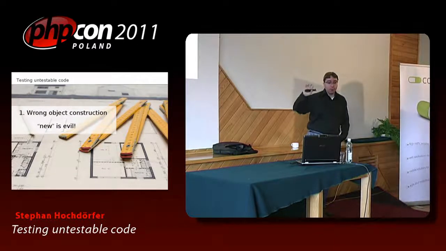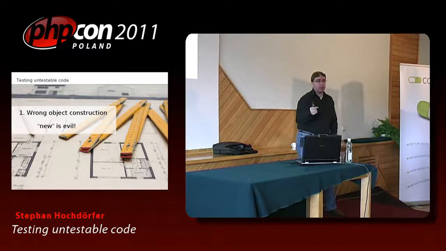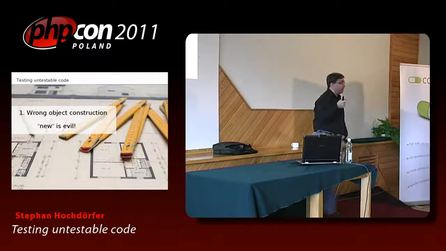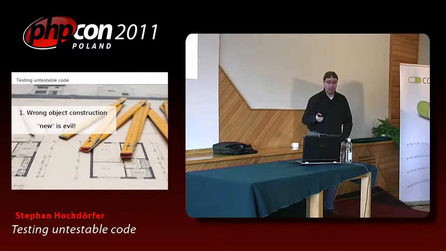Number one is wrong object construction. You're just using the new keyword everywhere. So you have your class A, and somewhere inside a method you have a new class B. What this affects is that you have directly bound class A to class B. You can't exchange class B during your testing. You can work around that in new applications when you're using dependency injection approaches, like David has mentioned before.